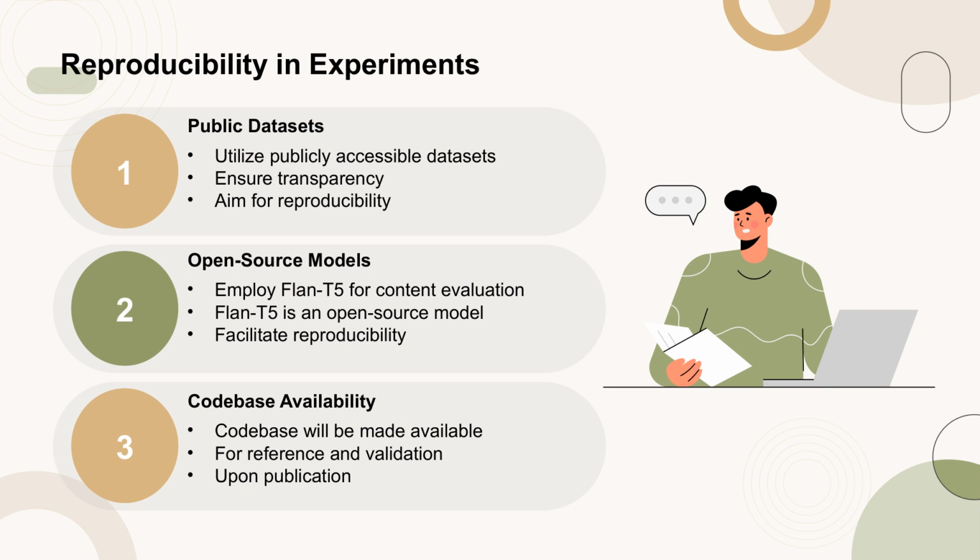In the experiments conducted, the authors prioritize transparency and reproducibility by using publicly accessible datasets. For the content evaluator and the story outline improvement task, they employed FLAN T5, an open-source model, to further facilitate reproducibility. Additionally, the authors plan to make their code base available for reference and validation upon publication. However, they acknowledge that the use of GPT 3.5 and GPT 4 through the OpenAI API may affect reproducibility due to potential changes in the API by OpenAI.